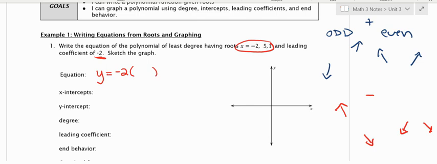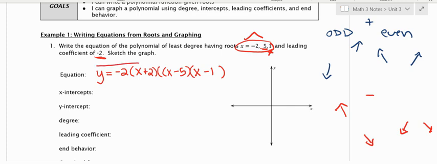If you remember from back in Math 2, you talked about solving a quadratic in factored form, and you would take each factor and set it to 0. We basically do the reverse when we have our roots. So if I have a -2, I would write x plus 2 as a factor. If I have +5, I would write x minus 5 as a factor. And if I have +1, I'd write x minus 1 as a factor.